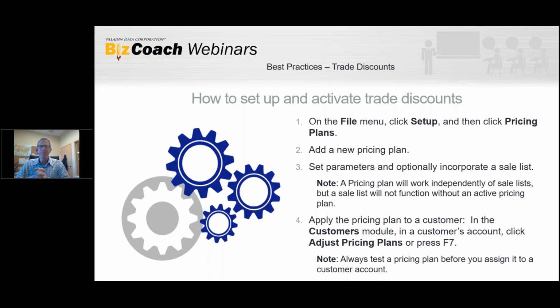All right. So applying the pricing plan to a customer: in the customer's module, in the customer's account, click Adjust Pricing Plans, F7, and you can go in and all of your pricing plans will show up. All those that haven't been checked apply to all customers or all accounts, and one by one you can slide over each of those discounts and pricing plans. So you can have multiple per customer. Some might be employees, but they also might participate in trade discounts. They also might participate in other promotional sales that are specific to people. So you can set that up.